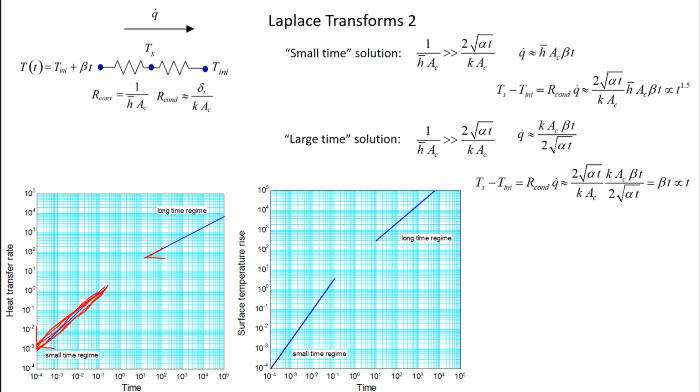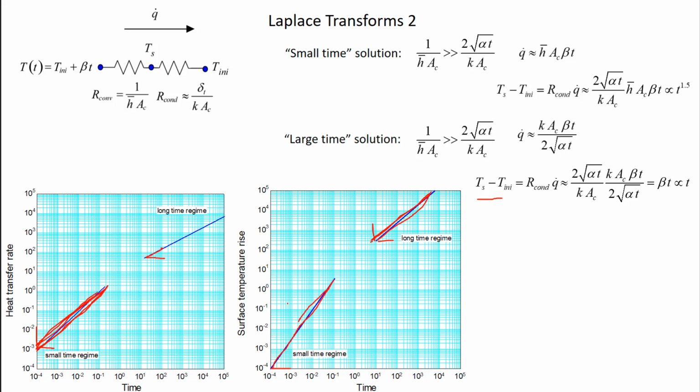If I'm looking at the surface temperature rise, so this is Ts minus T initial, I should see initially that every decade of time gives me 1.5 decades of surface temperature rise. So I should see this initial, you know, small time regime, and then eventually I should see this linear regime where a decade of time gives me exactly a decade of surface temperature rise. Right? So that's some behavior that I expect that I could anticipate without ever having to actually solve the problem.